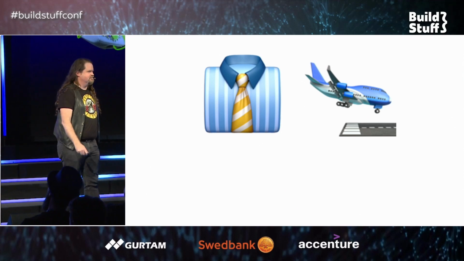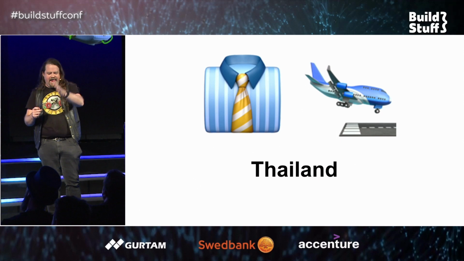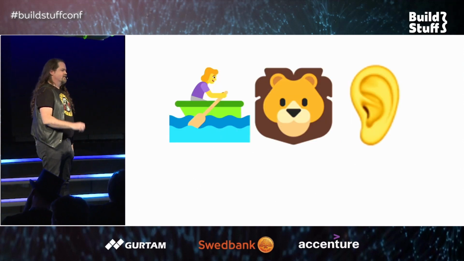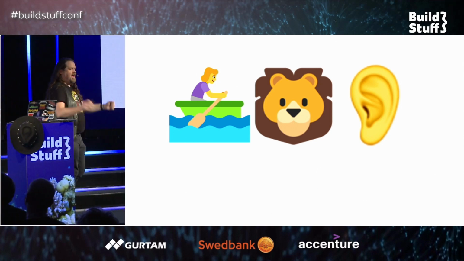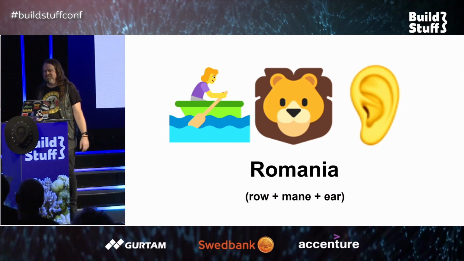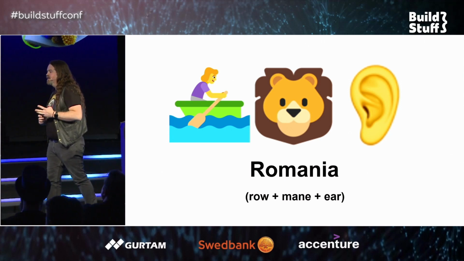How about this one? 3, 2, 1. Thailand. One more. 3, 2, 1. Romania. Now, we've demonstrated here 3 different kinds of writing systems.